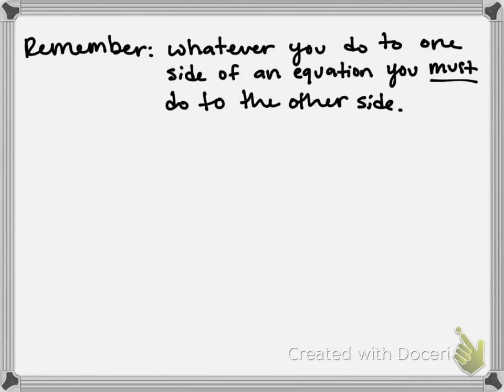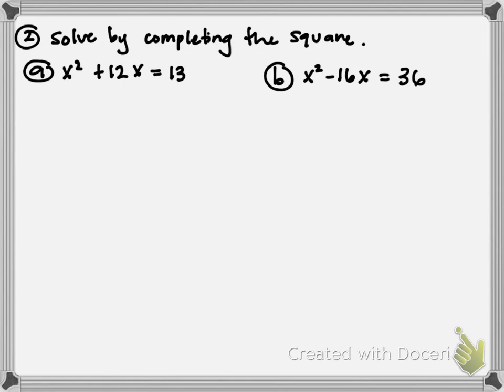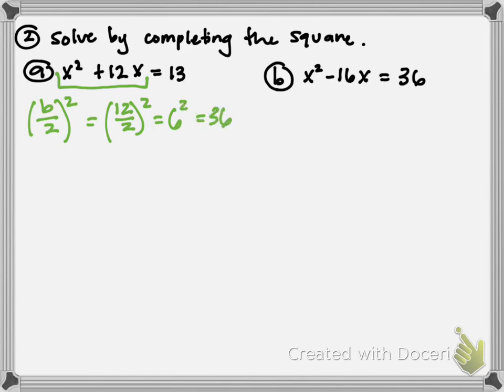All right, remember, whatever you do to one side of an equation, you must do to the other side. So you might see a question that says solve by completing the square. All right, so if I look at the left-hand side of my equation, I have part of my quadratic, right? I have the ax squared plus bx, but I need to get that c value. So how do I find that c value? Remember, it's b over 2 squared. What is b? It is 12, and 12 divided by 2 squared is 6 squared, which is 36. So I had originally x squared plus 12x, and now I'm going to complete the square.